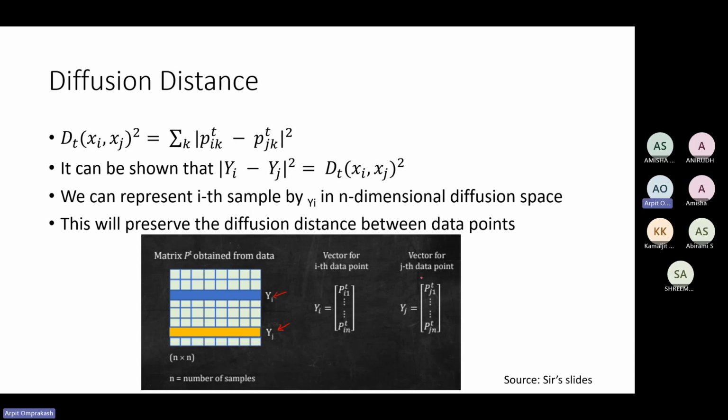The additional benefit of doing this is that it preserves the diffusion distance between the data points. So when you are plotting in these n dimensions, and let's say you have 2 points, the Euclidean distance between them will be mathematically equal to the diffusion distance between them in a higher dimension. So basically, you are representing the data accurately in lower dimensions based on the distance between data points, right?